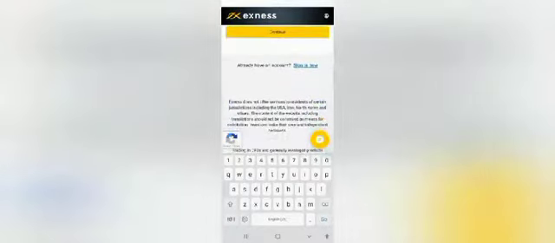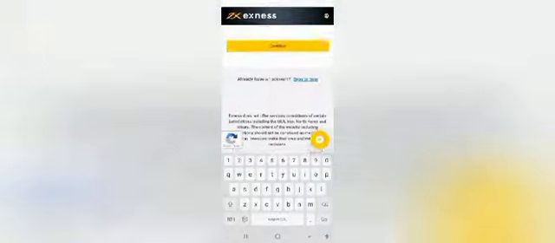Make sure that the password is 8 to 15 characters. There must be lowercase and uppercase, a combination of numbers and letters, and special characters like full stop or apostrophe. Then you click on I declare and confirm that I am not a citizen or resident of the US. Then click continue. Then your account is open. Once your account is open, I'll show you what it looks like.